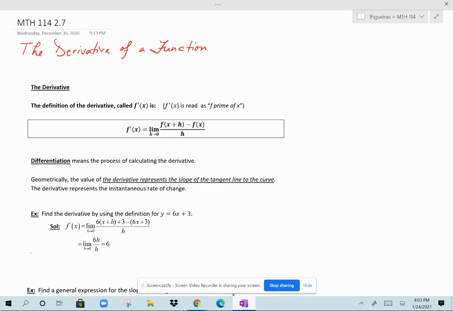Hi, this lesson is about the derivative of a function. So what is the definition of the derivative? We're going to use this notation. This is read as f prime of x.